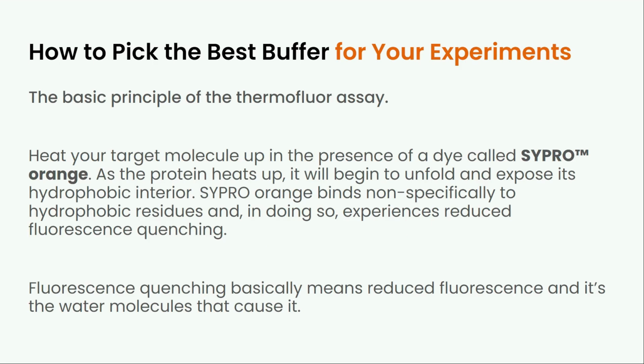So the basic principle is you heat your target molecule up in the presence of a dye called SYPRO Orange. As the protein or biomolecule unfolds, it will expose its hydrophobic interior. The SYPRO dye binds non-specifically to hydrophobic residues, and in doing so, fluoresces. It experiences reduced fluorescence quenching. Fluorescence quenching basically means the fluorescence is reduced, and it's the water molecules that cause it for SYPRO.